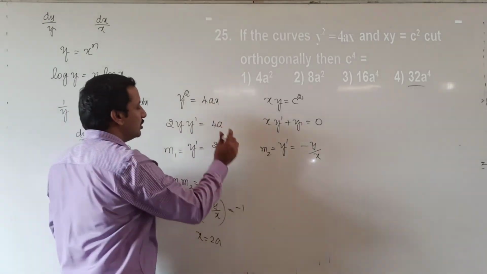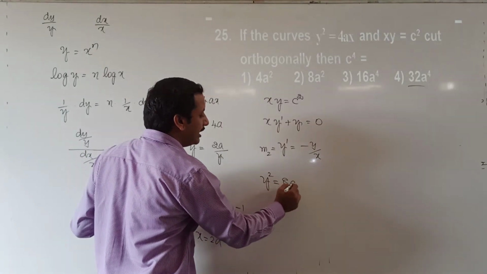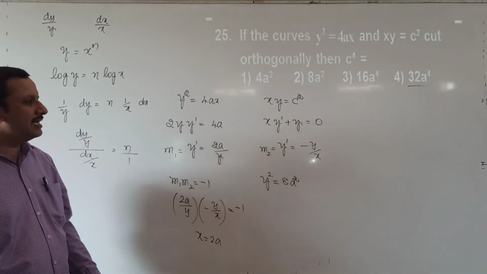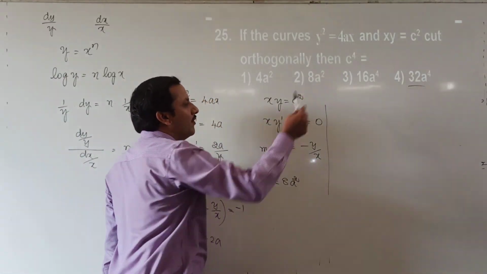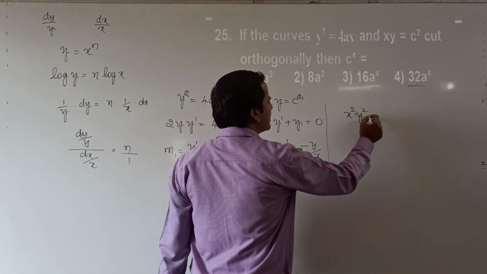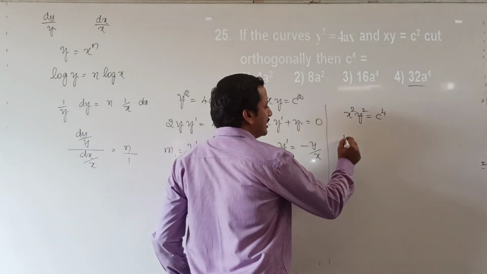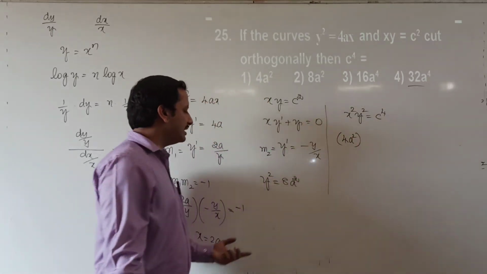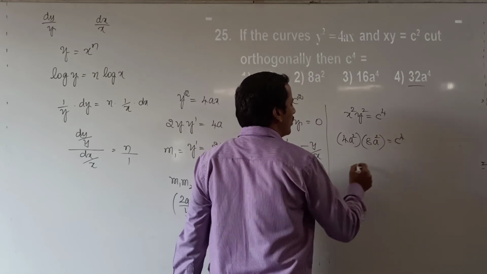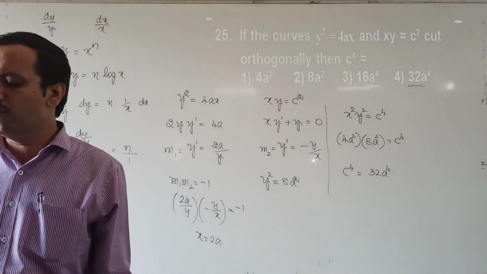X equal to 2a, I will substitute here. We get y square is equal to 4a into 2a, that will give you 8a square. Y square is equal to 8a square. Given xy is equal to c square, we want c power 4, right? So square this equation. If I square it, I am getting x square y square is equal to c power 4. X is equal to 2a, so x square is 4a square, and y square is 8a square, is equal to c power 4. So c power 4 is equal to, multiply this, we get 32a power 4.